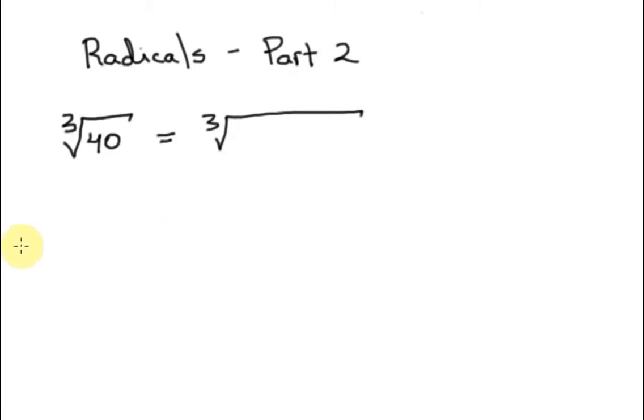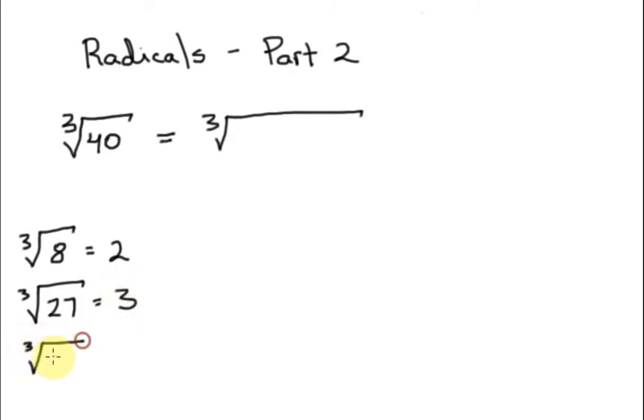Now, good cube root numbers look like this. Cube root of 8, that's a nice one because it equals 2. Cube root of 27 is a nice one because it equals 3. Cube root of 64 is a nice one because it equals 4. So these are the kind of numbers we're talking about. We want to see if any of them are factors of 40.